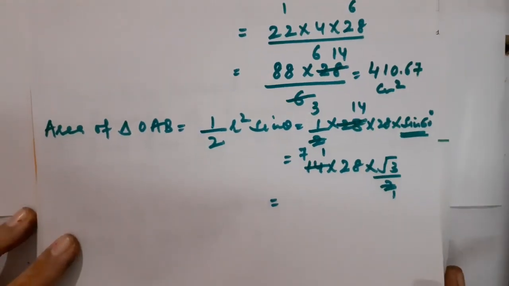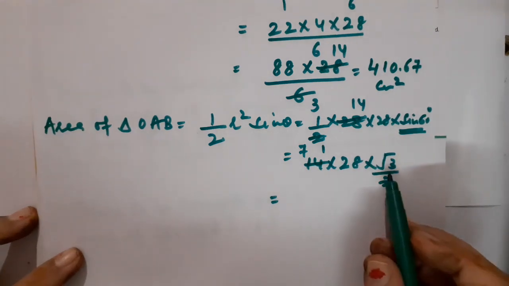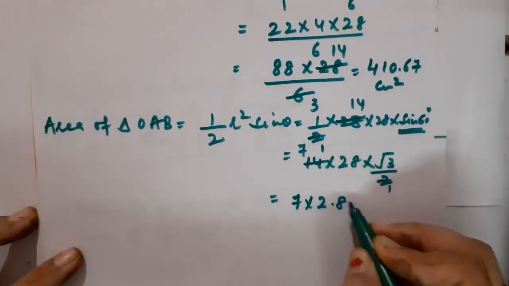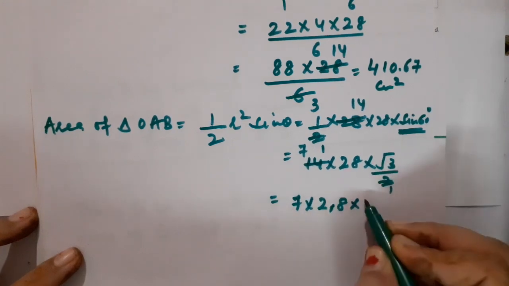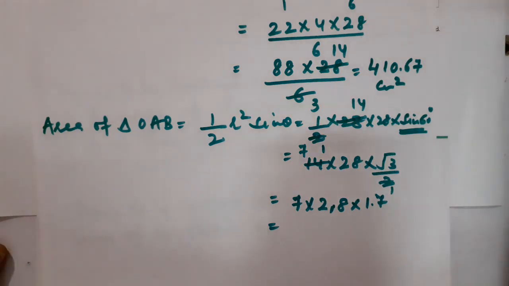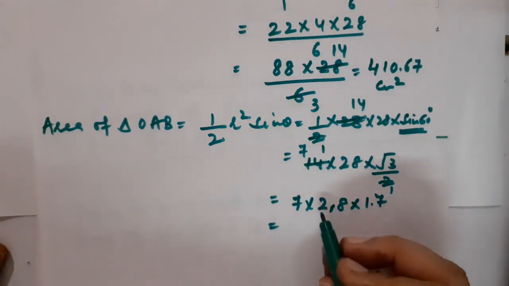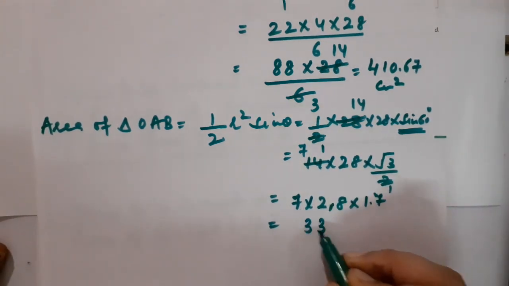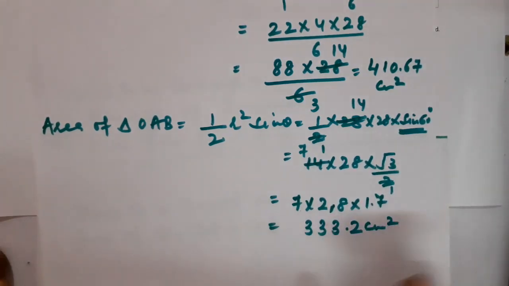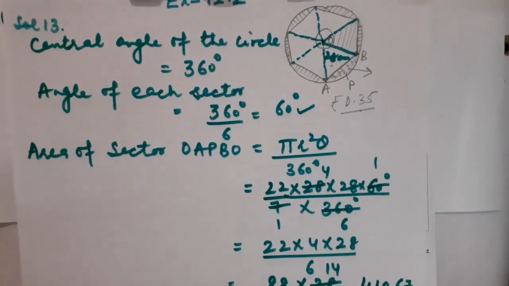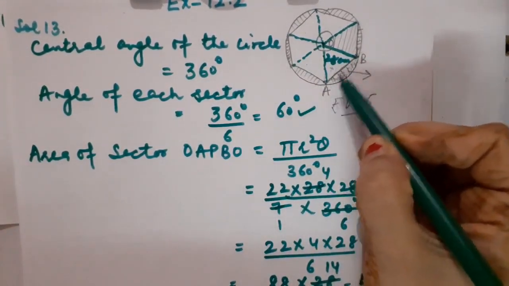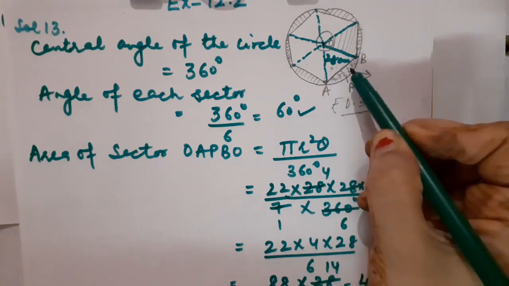Children, in the question the value of root 3 is given to us, that is 1.7. So I am going to insert that value over here. Sorry, this is 28. This is 1.7. So children, when I multiply all these three numbers, I have got the value as 333.2 centimeter square. This is nothing but the area of this triangle. Correct?